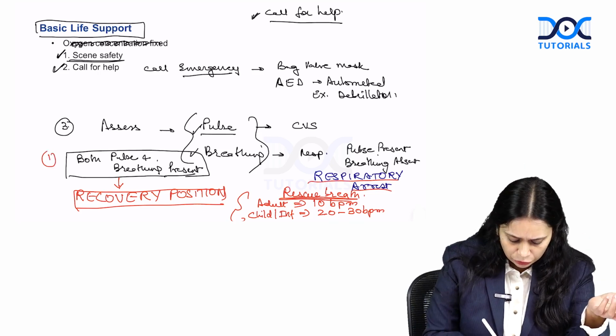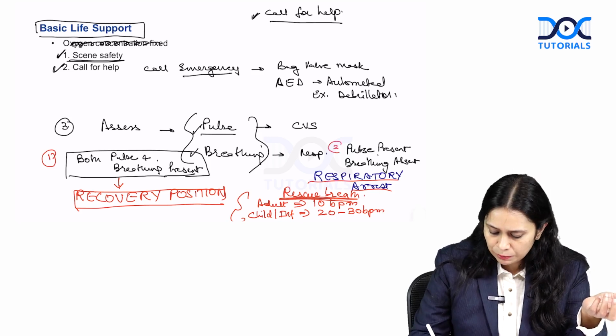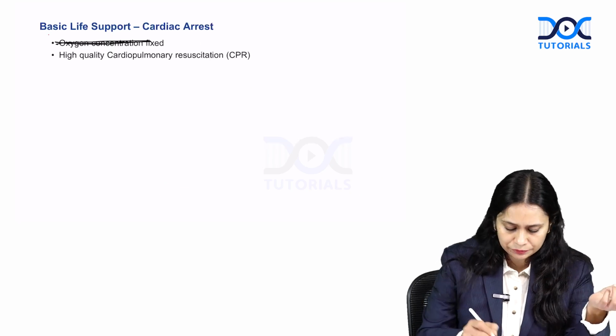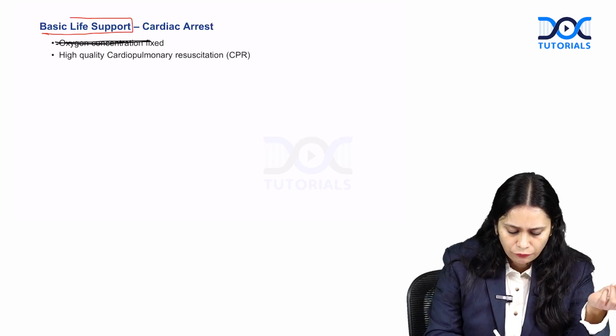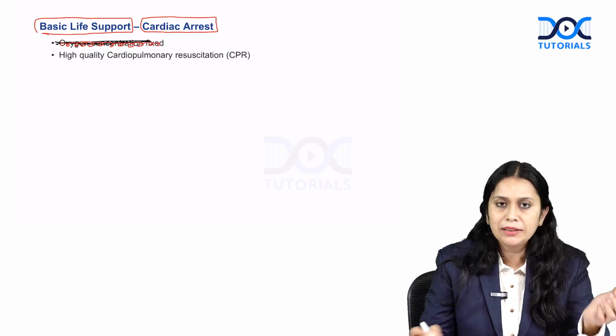So this was the first scenario when both are present. When the breathing is absent and pulse is present, this is the second scenario. The third scenario, both are absent. Then we will go for BLS support. The condition is cardiac arrest. So the patient has gone into cardiac arrest.